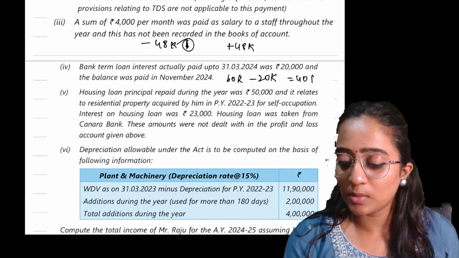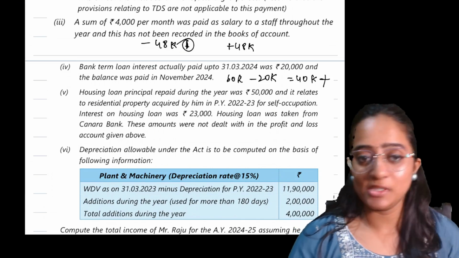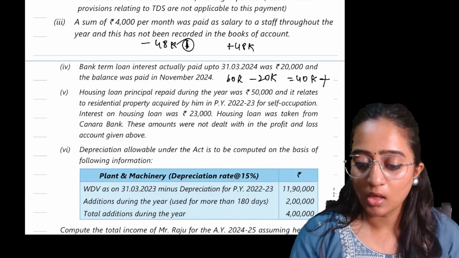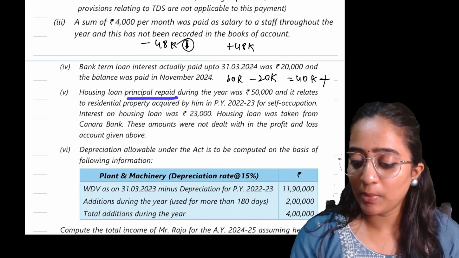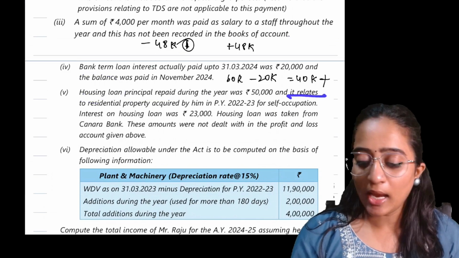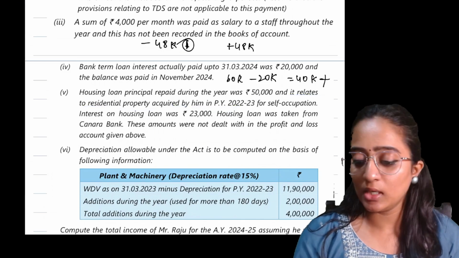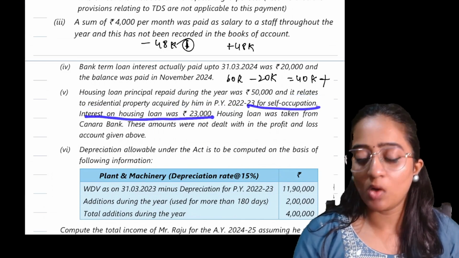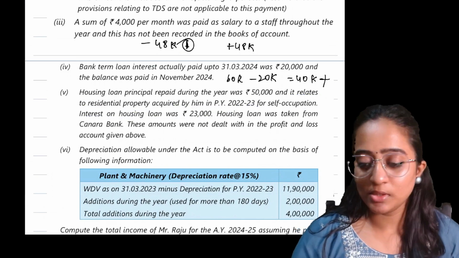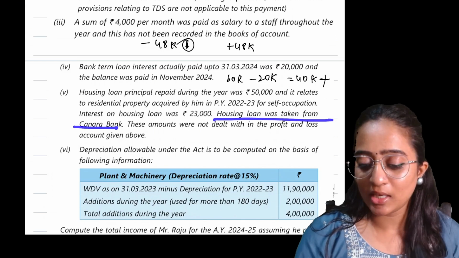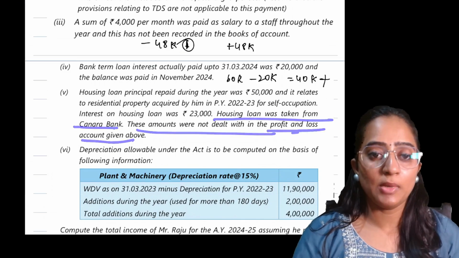The remaining 40,000 shall be disallowed and will be added back as your income in PGBP. Now, housing loan principal repaid during the year was 50,000, and it relates to the residential property acquired by him in PY 22-23 for self-occupation. Interest on housing loan was 23,000. The housing loan was taken from the Canara Bank. These amounts were not dealt with in the P&L account given below.